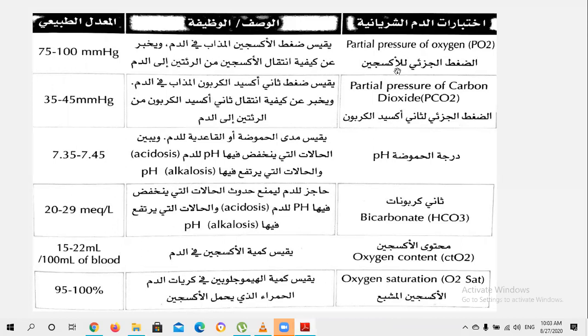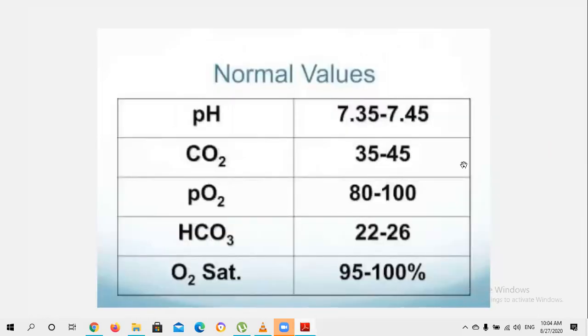You must memorize them. You must know them very perfectly. Okay. The same thing. These are the normal values: pH 7.35 to 7.45, carbon dioxide 35 to 45, partial pressure of oxygen 80 to 100, bicarbonate 22 to 26, oxygen saturation 95 to 100.